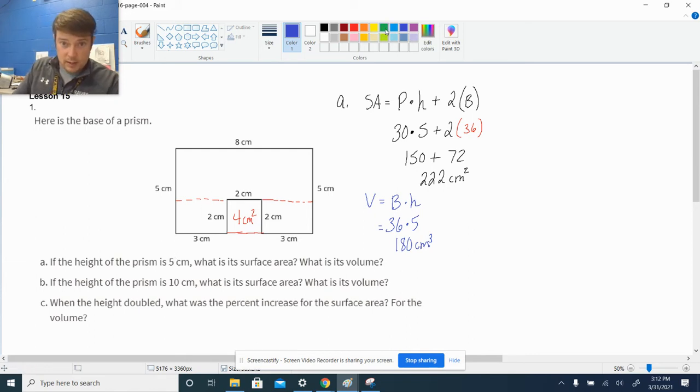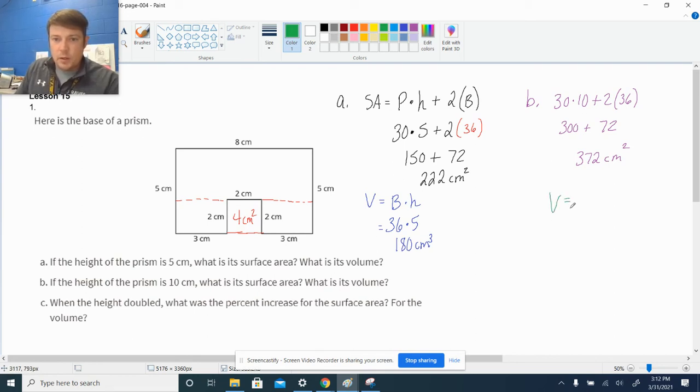So let's do both of them again for part B, but we only have to replace the height, because the base isn't changing. So for the surface area, instead of a 5, we're going to have 30 times 10 plus 2 times 36. That's going to give us 300 plus 2 times 36, which is still 72. So we get 372 for the surface area. For the volume, instead of doing 36 times 5, we're just going to do 36 times 10, which will essentially double it to 360 centimeters cubed.